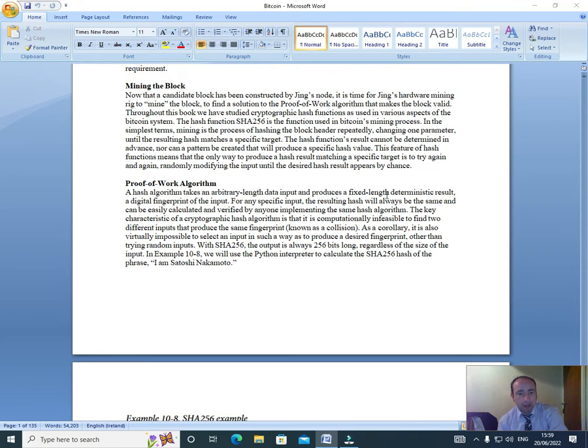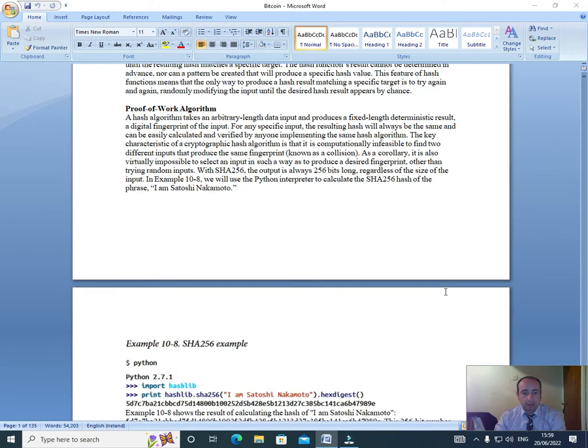Proof-of-work algorithm. A hash algorithm takes arbitrary length data input and produces a fixed length deterministic result, a digital fingerprint of the input. For any specific input, the resulting hash will always be the same and can be easily calculated and verified by anyone implementing the same hash algorithm. The key characteristic of a cryptographic hash algorithm is that it is computationally infeasible to find two different inputs that produce the same fingerprint, known as a collision. As a corollary, it is also virtually impossible to select an input in such a way as to produce a desired fingerprint other than trying random inputs.